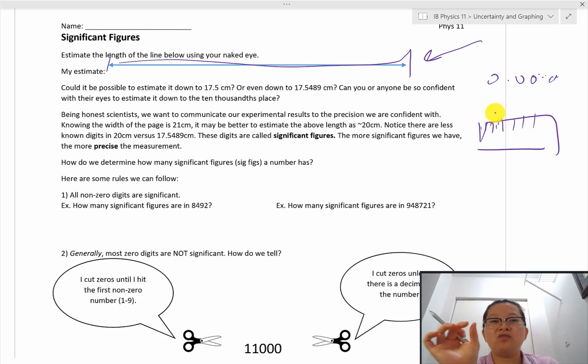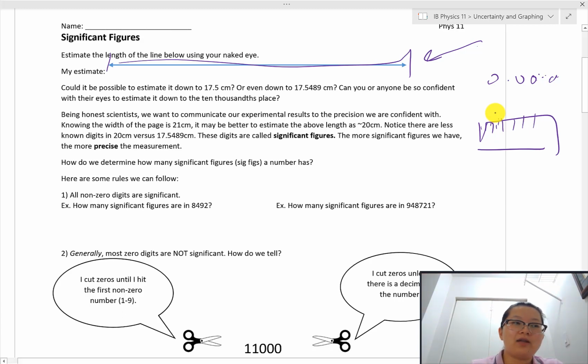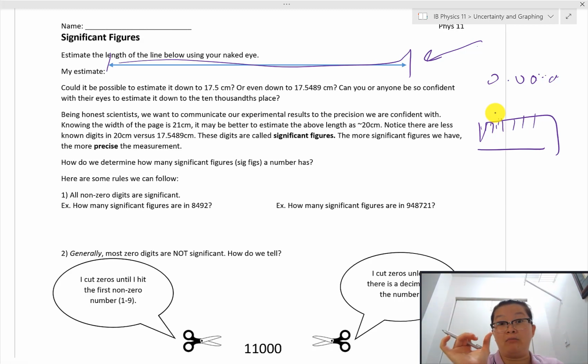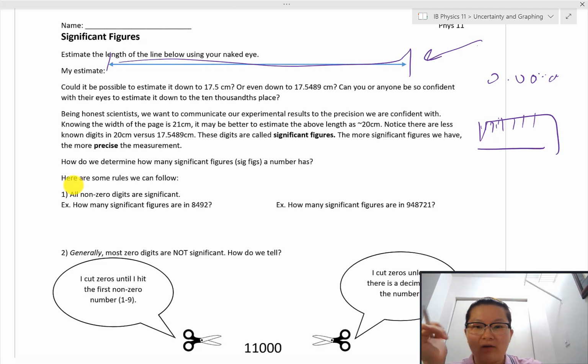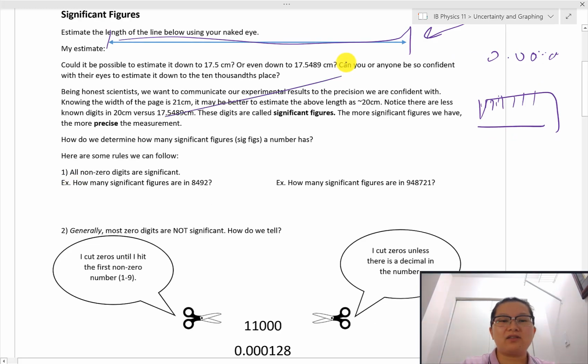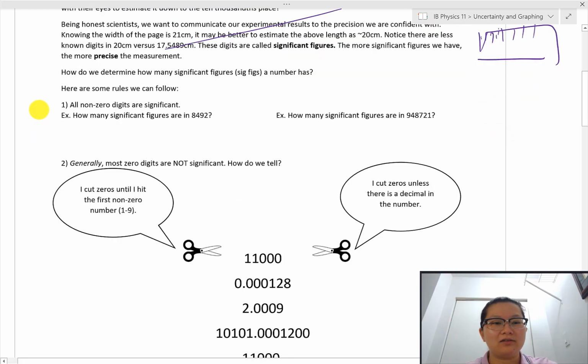So significant figures is a way for scientists to communicate the precision of their numbers. And when we're talking about significant figures, oftentimes we need to know how many there are in our number to say how confident we are with them. So that's the practice we're going to do right now. And basically, that's the text that I've written there. You don't need to read that.